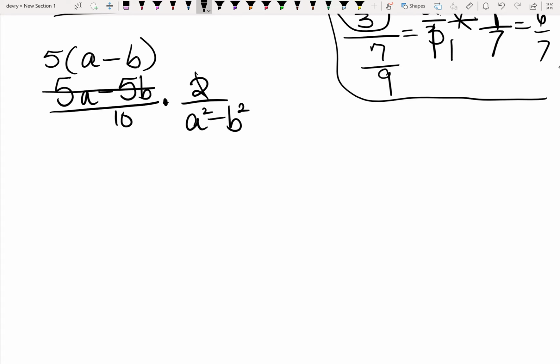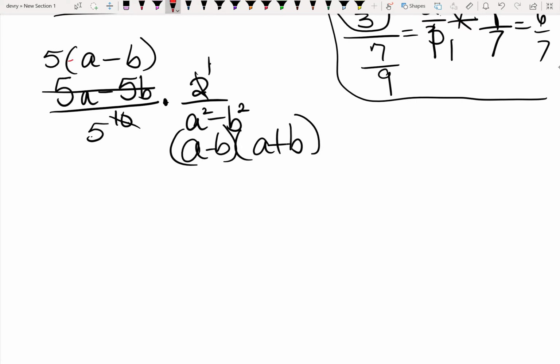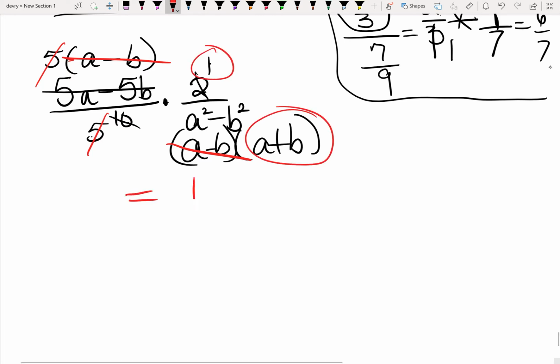The 2 and the 10, these reduce to 1 and 5, right? Because 2 goes into 2 once and into 10 5 times. And this reduces to a minus b times a plus b. Okay, and now we can simplify further. So the a minus b obviously will cancel. The 5s obviously cancel. And what are you left with in this question? Only the 1 and only the a plus b. So your final answer is simply 1 over a plus b.